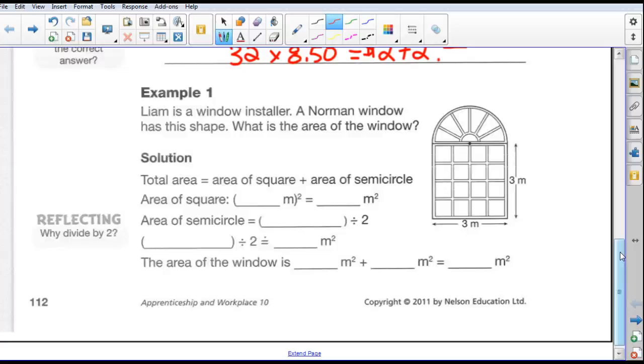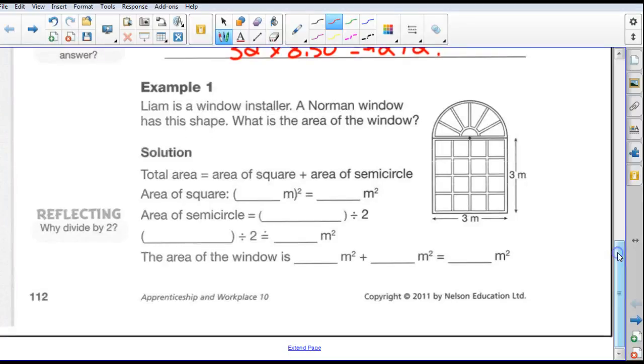So Liam is a window installer, a Norman window. That's what this kind of window is called. It's called a Norman window. It has this shape. What is the area of the window? Well, the solution is the total area is just the area of the square that's on the bottom because it's 3 foot by 3 foot, plus the area of the semicircle. So we need to know a couple of formulas. We need to know the formula for the area of a square.